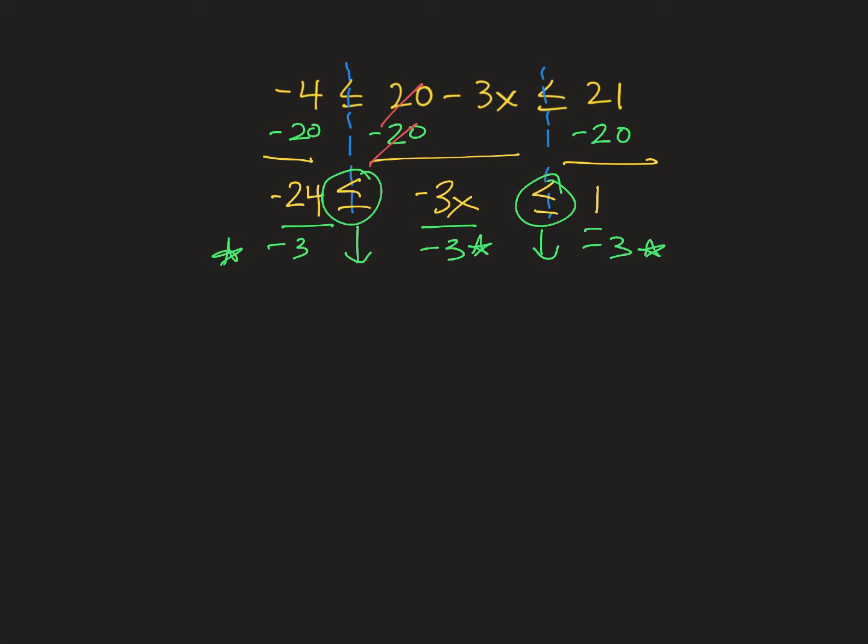But since I'm dividing by a negative number, my inequality symbols need to reverse. And so I end up with negative 24 divided by negative 3 is now positive 8. Less than or equal to becomes greater than or equal to. Negative 3 divided by negative 3 is positive 1 times that x is x. And then finally, 1 divided by negative 3 doesn't really simplify.